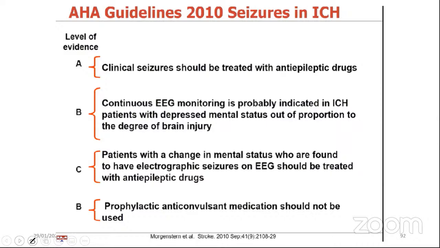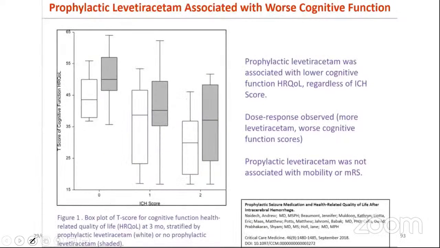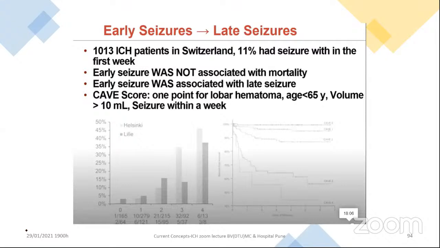But prophylactic anticonvulsant medication should not be used. So this should be kept in mind. There is no role for prophylactic levetiracetam. See, levetiracetam also has some problems with cognition, and cognitive function is supposed to be affected with levetiracetam. So it is better not to use it without any indication. If you have an indication, definitely use it, because there are certain side effects which are seen.